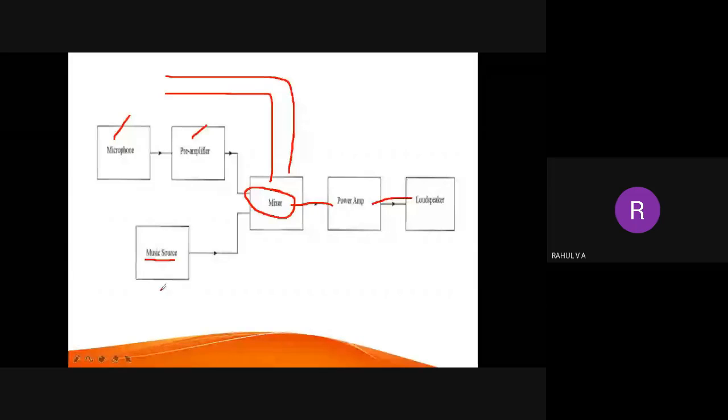The difference between this block diagram and the previous is, in the previous block diagram we had only one mic and one amplifier system. So here we have n number of mic and music players, etc. And then we have a mixer. So the mixer will mix all these signals together, and then it is given to power amplifier, and then finally to loudspeaker.